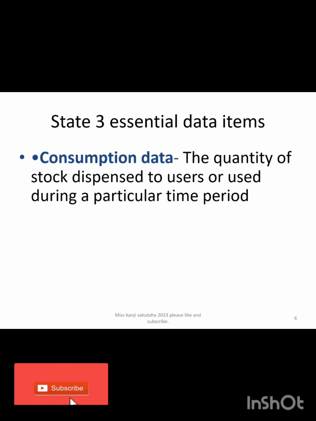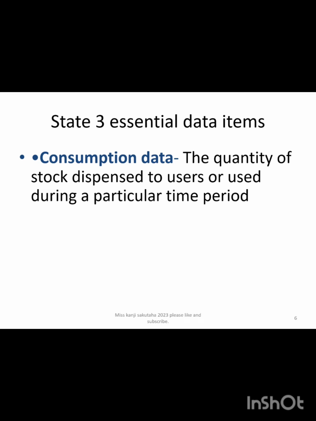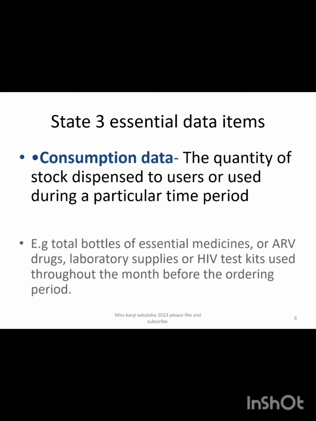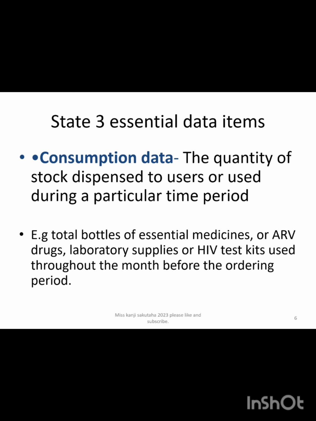Then consumption data. The consumption data is the quantity of stock dispensed to users or used during a particular time period. This is the total amount of stock that is used. For example, if you report every month, at the end of the month, how much you have used in that month is the consumption data. It is the data that is accumulated either in one facility or in different sections of a facility. So total bottles of essential medicines, for example ARV drugs, laboratory supplies, HIV test kits, used throughout the month before the reporting period.